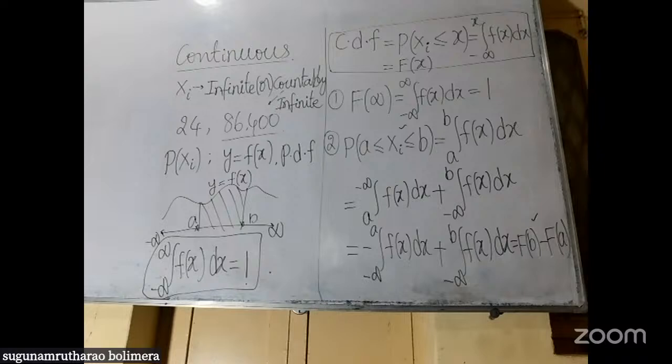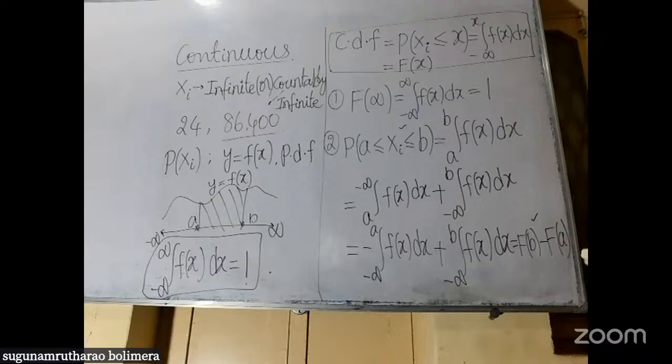A continuous random variable capital X has a probability density function f of x equals e power minus x for 0 less than x less than infinity. Then P of x greater than 1 is.